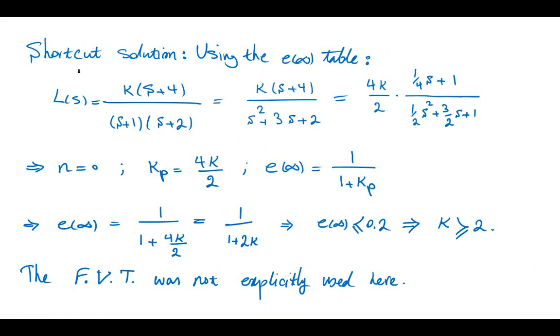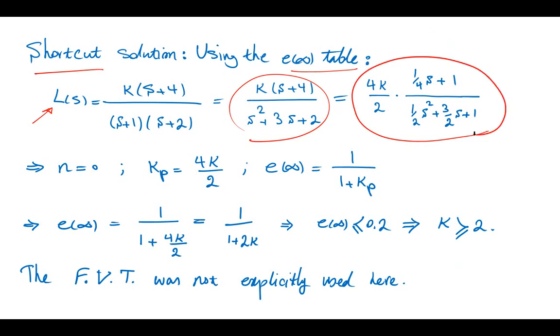There's also a shortcut solution using the steady-state error table. We need to find the system type and the static error constants. We rewrite the loop gain function in this form, and then we factor the 2 and the 4s out to end up with 1 in here and 1 in here. We end up with such a thing. Do we have s to the power of n in the denominator or not? We do not. So the system type is 0.